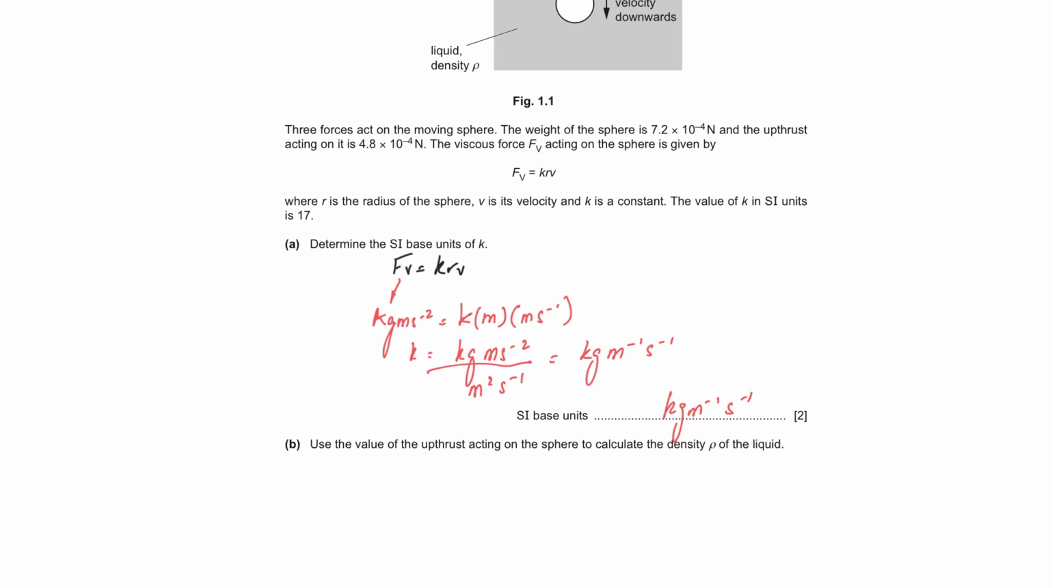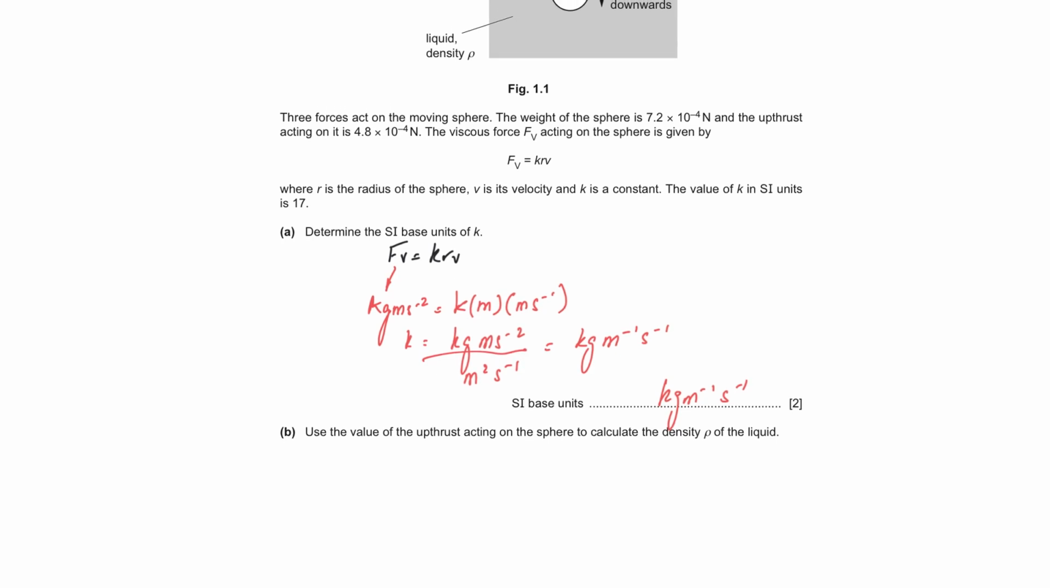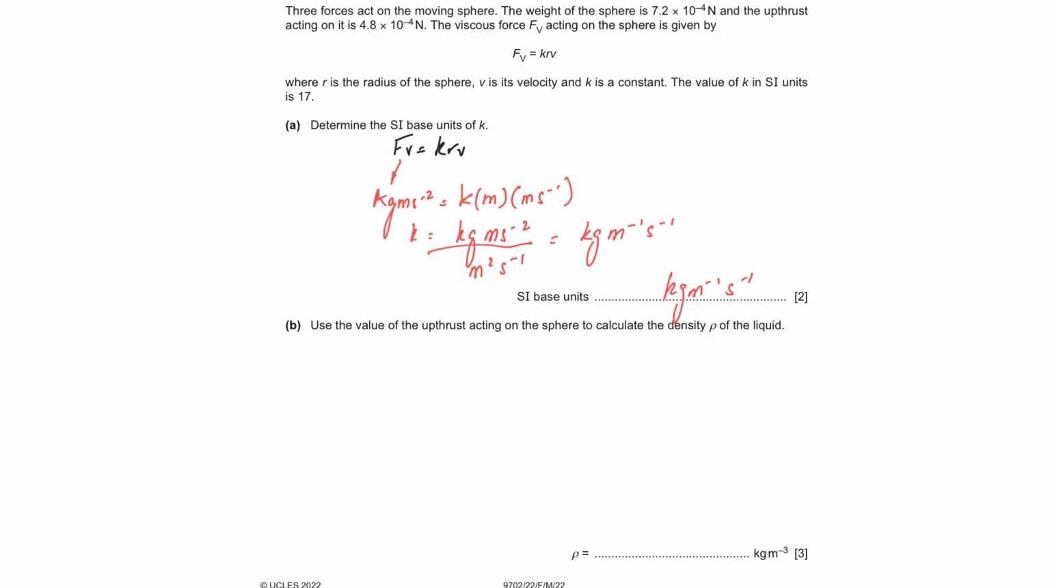Part B of the question says, use the value of upthrust acting on the sphere to calculate the density rho of the liquid. Now, we know that the formula for pressure is force per unit area, or rho GH. So we'll start off with that if you don't remember the formula for force. Pressure is rho GH, and because force is pressure times area, this becomes rho GH times area. This here is volume. So the upthrust force is rho GV. You may either know this formula directly or you may derive it.